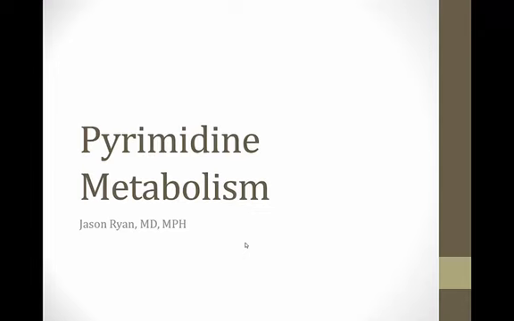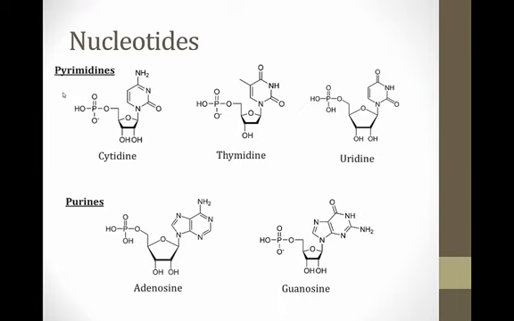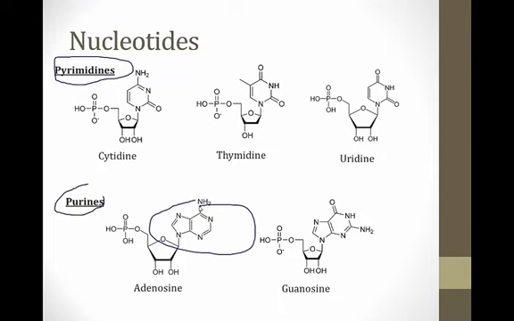Hello everyone and welcome to our module on pyrimidine metabolism. So by way of review, the nucleotides can be divided up into the pyrimidines or the purines. The purines all have two rings, and I talk about those in a separate module. In this module, we are going to talk about the biochemical synthesis of the pyrimidines, which all have one ring, and the three pyrimidines are cytidine, thymidine, and uridine.